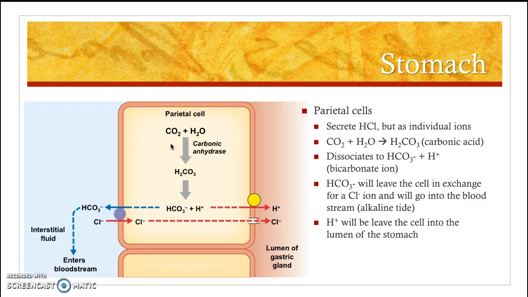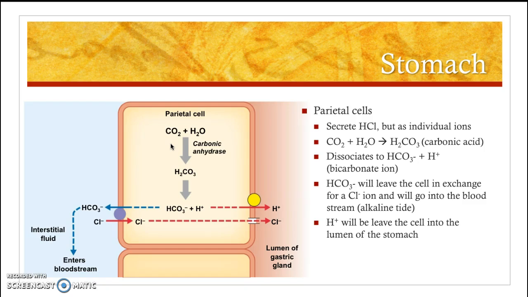Let's talk about how hydrochloric acid is made. Remember that it is the parietal cells of the gastric glands that produce hydrochloric acid, but it is not secreted in the form of acid, but as individual ions. In the parietal cells, carbon dioxide and water join to form carbonic acid with the help of an enzyme called carbonic anhydrase.